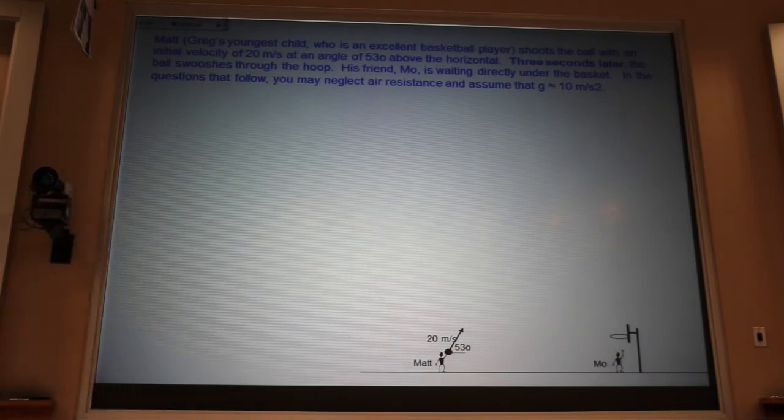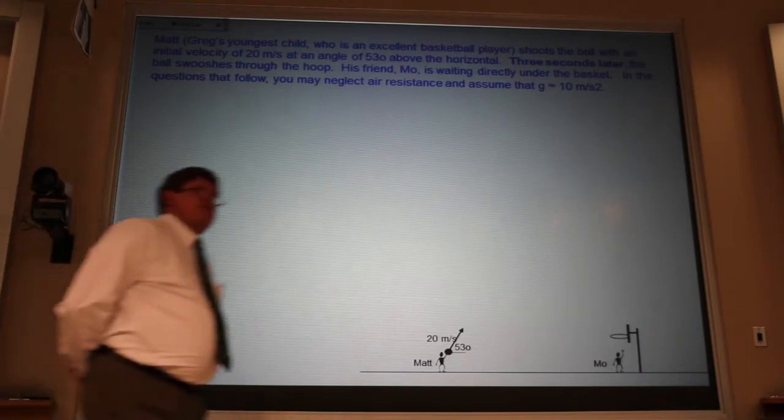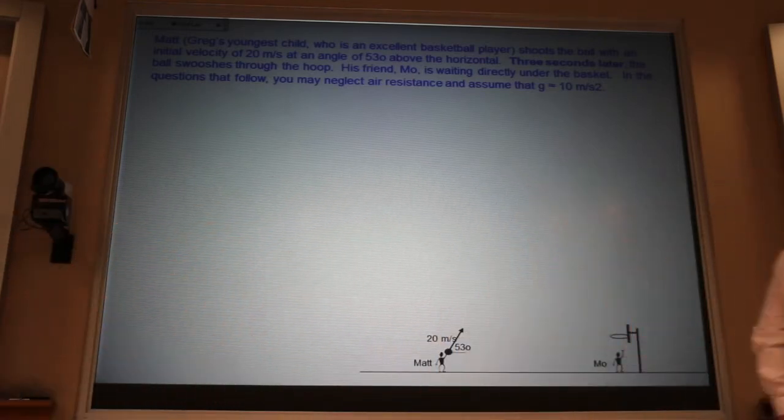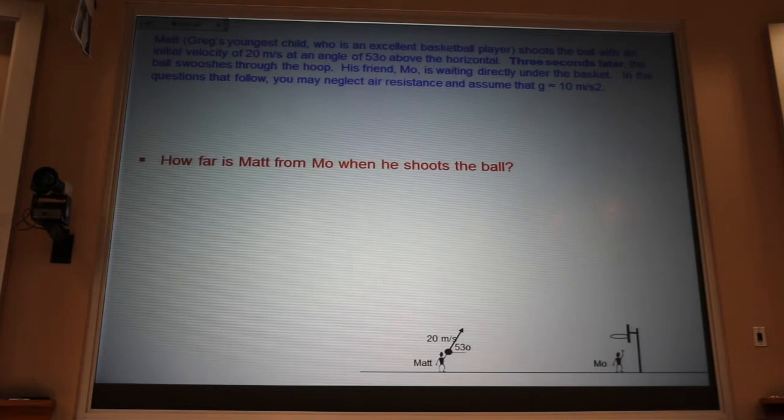problem here. Matt shoots at 20 meters per second at an angle of 53 degrees above the horizontal. 3 seconds later, the ball swooshes through the hoop. His friend Mo is waiting directly under the basket. The questions that follow, you can neglect air resistance and assume g is 10. You'll always be able to make those assumptions. We're looking for how far Matt is from Mo when Mo's under the basket.